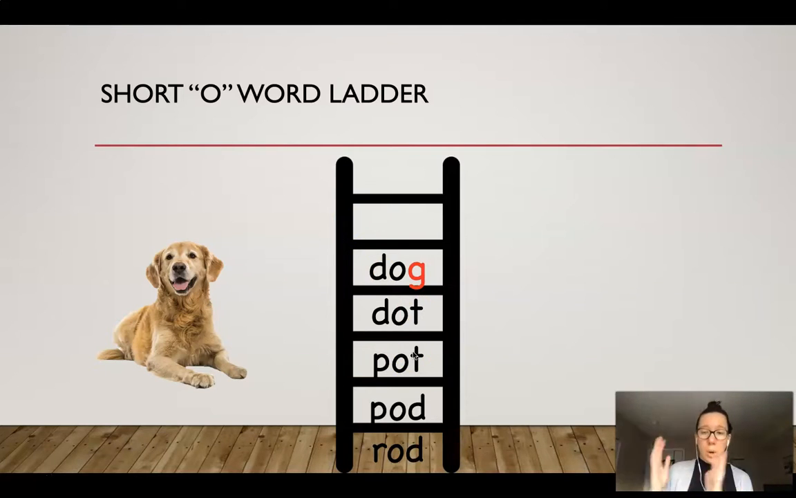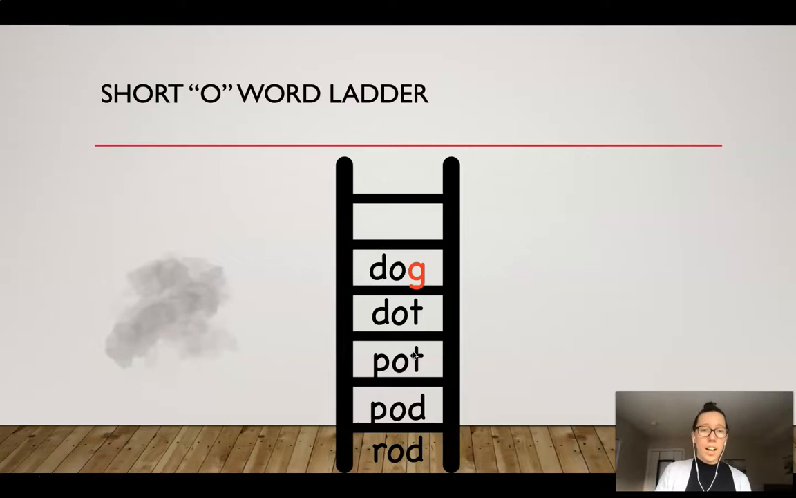So as you can see, each time we're going up the ladder, we're changing one letter. Two of the letters are staying the same. Up next we have fog, fog. Now if we were to sound out the word fog, friends, what sounds would you hear? Good, I would also hear f-a-g.